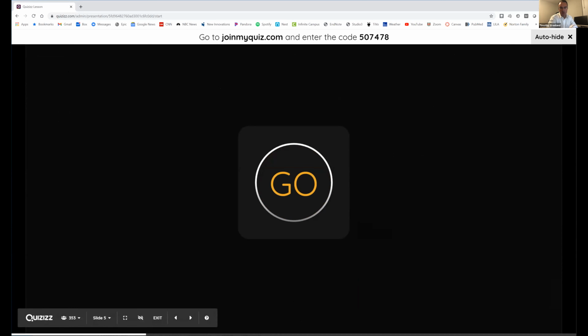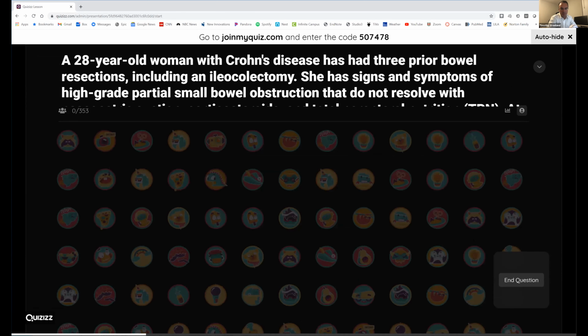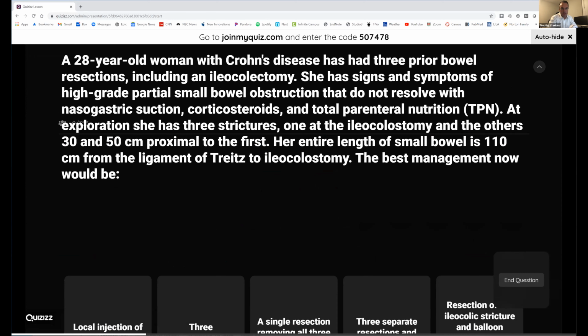And some of these questions in the sidebar have been kind of overthinking the question, I think, for sure. So just take it at face value. So a 28-year-old woman with Crohn's disease has had 3 prior bowel resections, including ileocecectomy. She has signs and symptoms of high-grade partial small bowel obstruction that do not resolve with NG tube suction, corticosteroids, and TPN. So now you're in the OR at exploration.